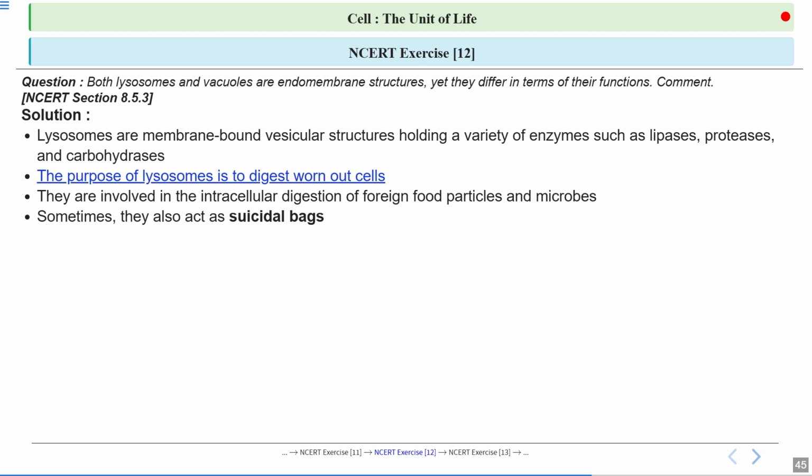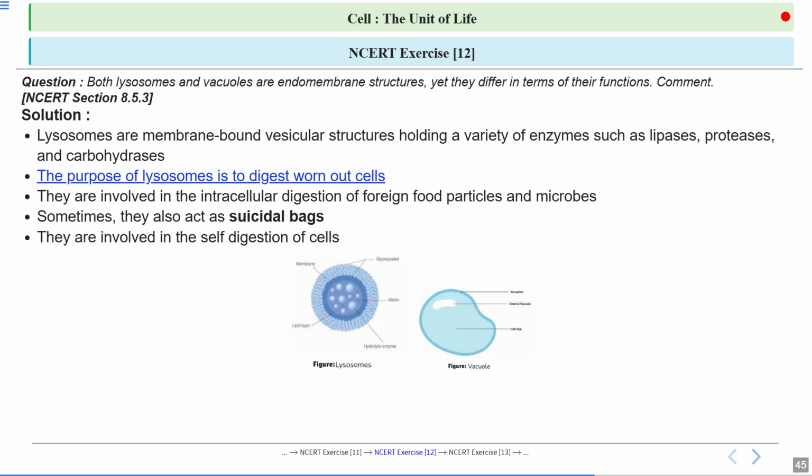So if the cell is damaged or if there is some problem with the cell, these lysosomes release the digestive enzymes and digest the cell, because they have digestive enzymes. So they will digest all the biomolecules as well. They are involved in self-digestion of the cells. That's why they are known as suicidal bags as well. This is an image showing you lysosomes. They have these hydrolytic enzymes in them, and they are surrounded by a single lipid layer as well.